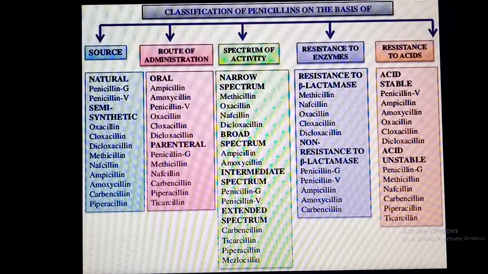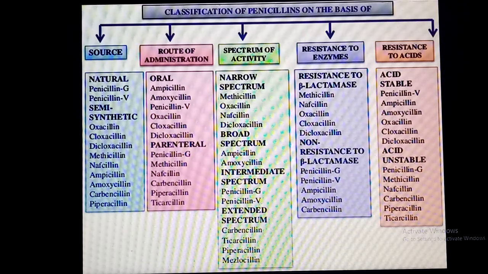Look at here. Now I'm going to classify the penicillins on the basis of source, routes of administration, spectrum of activity, resistance to enzyme, and resistance to acid. This is the general classification of penicillin on the basis of source, that is, from where these drugs can be extracted. Natural sources are penicillin G and penicillin V. This is a natural source, while in semi-synthetic sources these drugs are mentioned.